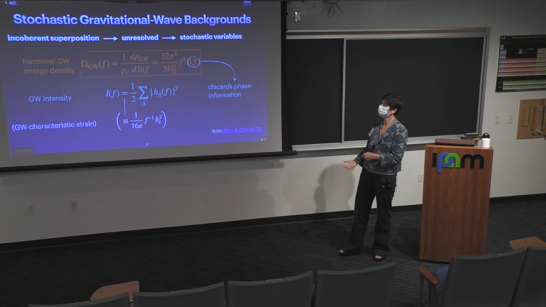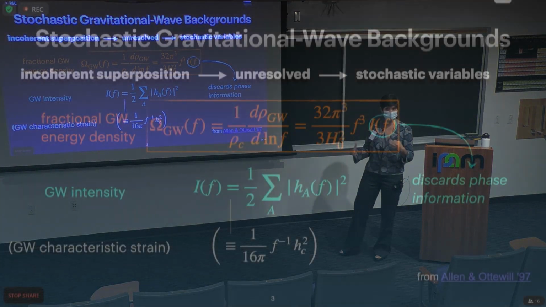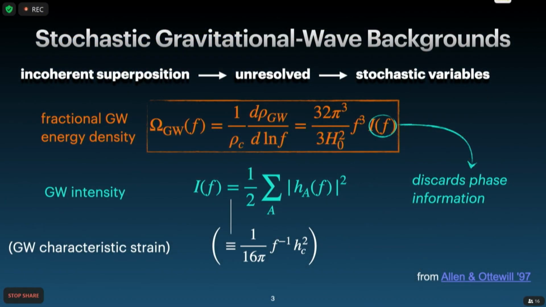You may or may not have also heard of characteristic strain. So just to contextualize that for you, intensity and characteristic strain are directly related. So characteristic strain, even though it is a strain, is marginalizing over polarizations and phase. And we typically see this in PTA searches, and I'm sure you'll hear about that later as well.